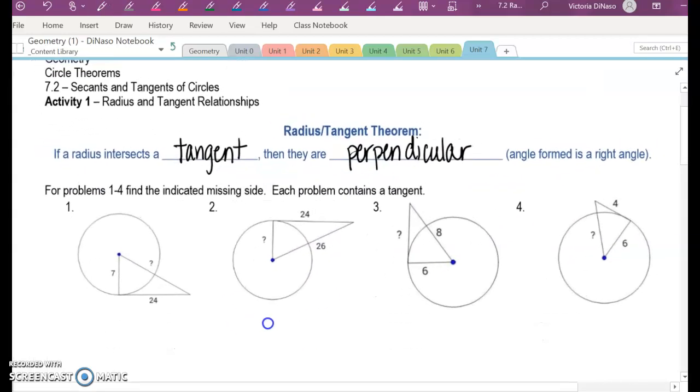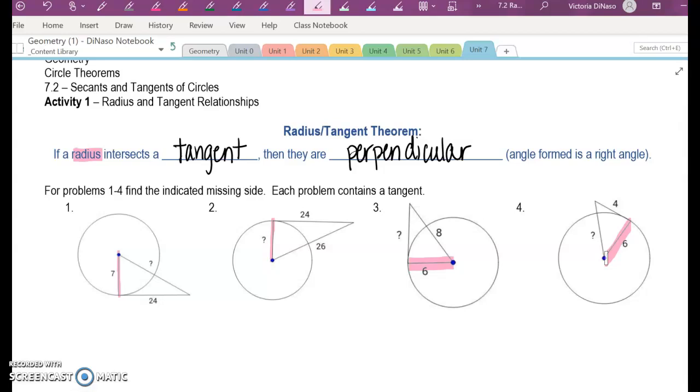So we have a radius. For each of these, I'm going to go ahead and highlight the radius. The radius is from the center to the outside of the circle. From the center to the outside of the circle, we can put the radius in a couple different places, and they're on different angles and different lines. So those are my radii.